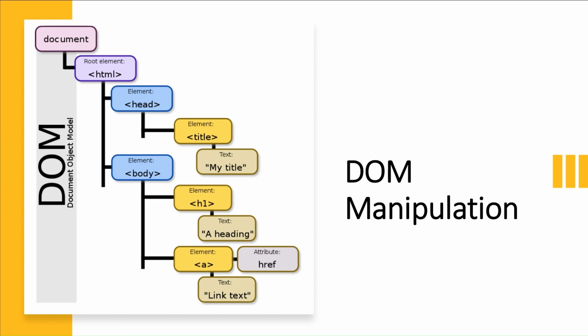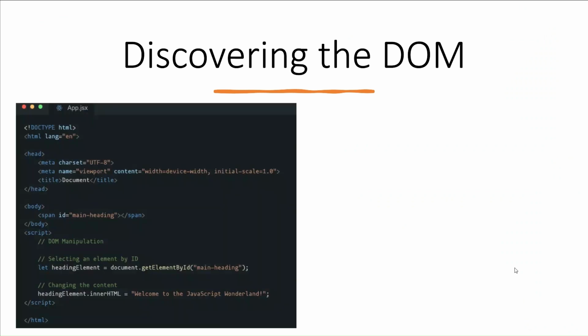Now we are going to look into the secret of DOM manipulation, where we make our web pages come alive with JavaScript. Let's cast some coding spells. Here we are selecting an HTML element with the ID main heading and changing its content to "Welcome to the JavaScript Wonderland." In the code, as you can see, previously the span doesn't contain any value.